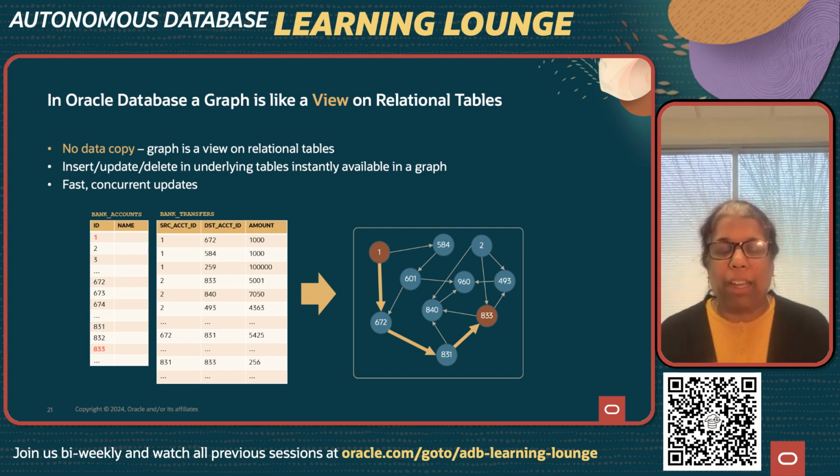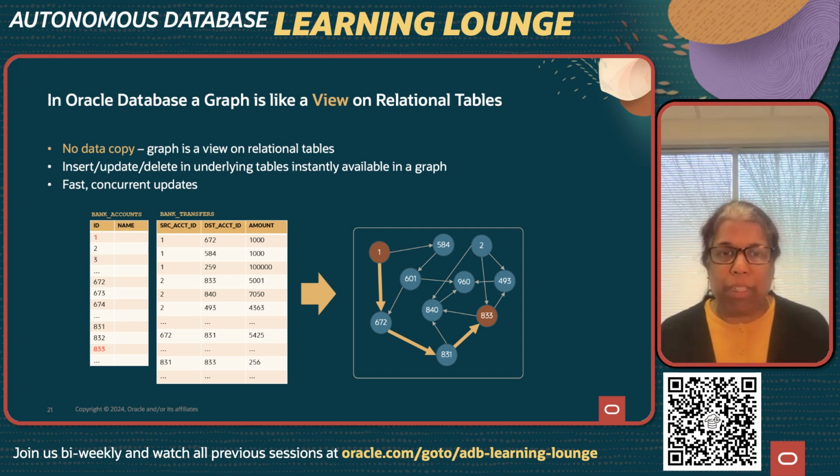So in Oracle database, a graph is like a view on tables. So when you create a graph from your data stored as tables in the database, you're not moving your data, you're not copying your data. Your data remains where it is, and you're just creating this graph view of this data so that you can analyze your data as a graph.